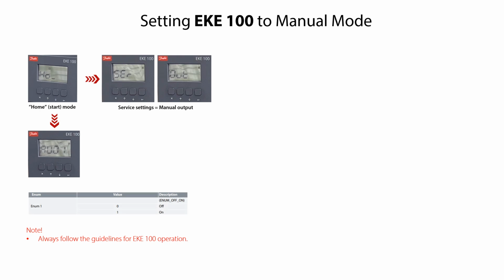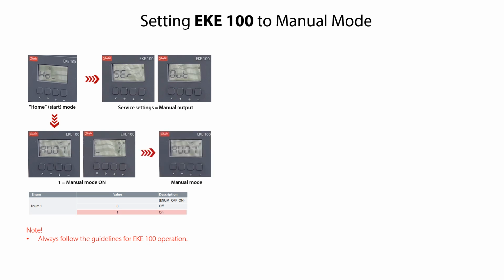As seen from the manual mode overview shown here, the value should be set as 1 to set the manual mode to on, so that the valve A can be manually operated. Press the enter key to confirm the value and return to the AU01 mode.